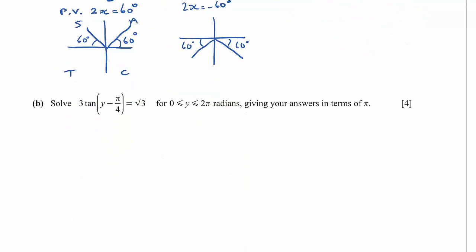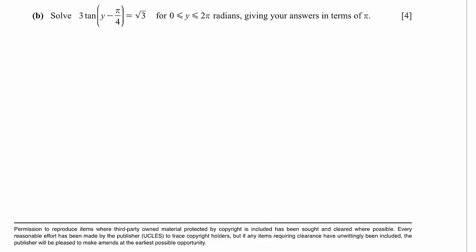Okay, so we have another trigonometric equation here. It's not related. So divide both sides by 3, and then we've got tan of y take away pi by 4 is root 3 on 3. Or another way of thinking of that is 1 on root 3. And again, it's a standard angle. So the principal value for y take away pi by 4 would be pi by 6. And we don't make the adjustment here.